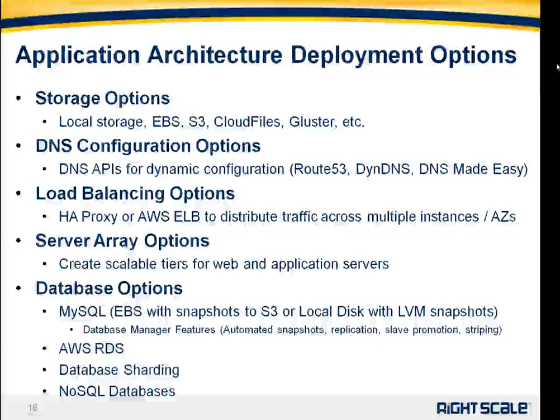DNS configuration options. We always recommend using DNS APIs to allow you to do dynamic configuration of DNS. And our templates currently support the three you see here, Route 53, DynDNS, and DNS Made Easy. Load balancing options. Vast majority of our customers use HA Proxy. Some of them also use the Amazon Web Services Elastic Load Balancer, that's the ELB. But the only caveat there as we go forward talking about true multi-cloud deployments is that if you want to have the ability to run in multiple clouds or potentially forklift your application from AWS to another cloud, you need to avoid using cloud lock-in, vendor-specific components such as ELB and RDS, which we'll talk about in just a minute as well.